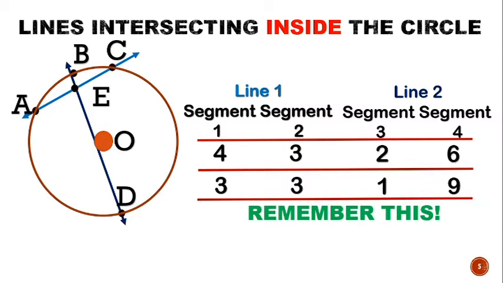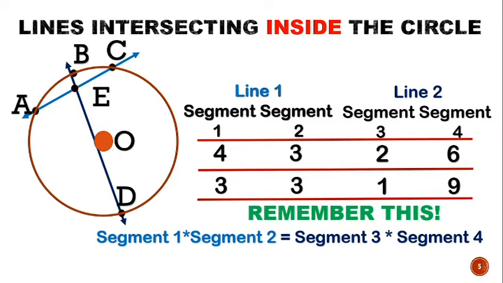Okay, multiplying the segments of the first line is equal to the product of the segments of the other line. So, segment 1 times segment 2 equals segment 3 times segment 4. Ano yun? Specifically, 4 times 3, that's 12. 2 times 6, that's 12. 3 times 3, that's 9. 1 times 9, that's another 9. So, equal lang yun. Pero kailangan, yung segments nung isang line ang imomultiply, tapos yung segments nung kabilang line ang imomultiply. Hindi pwedeng pagpalitin yung any segment or any part nun.